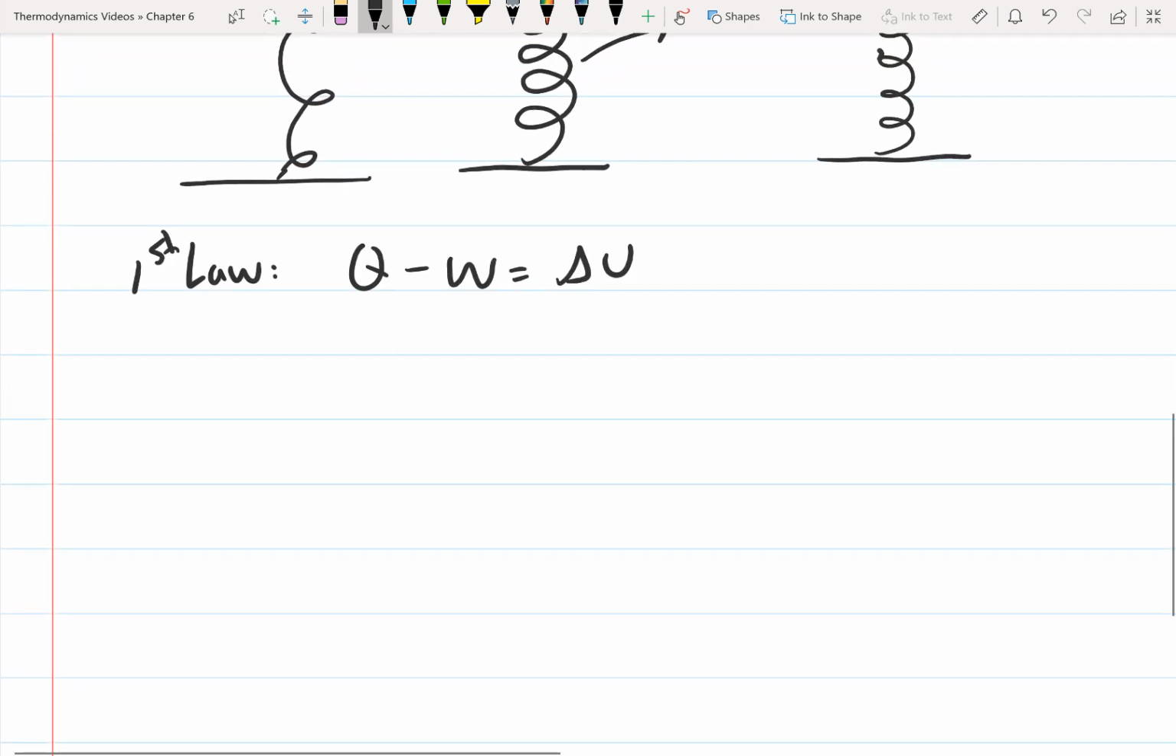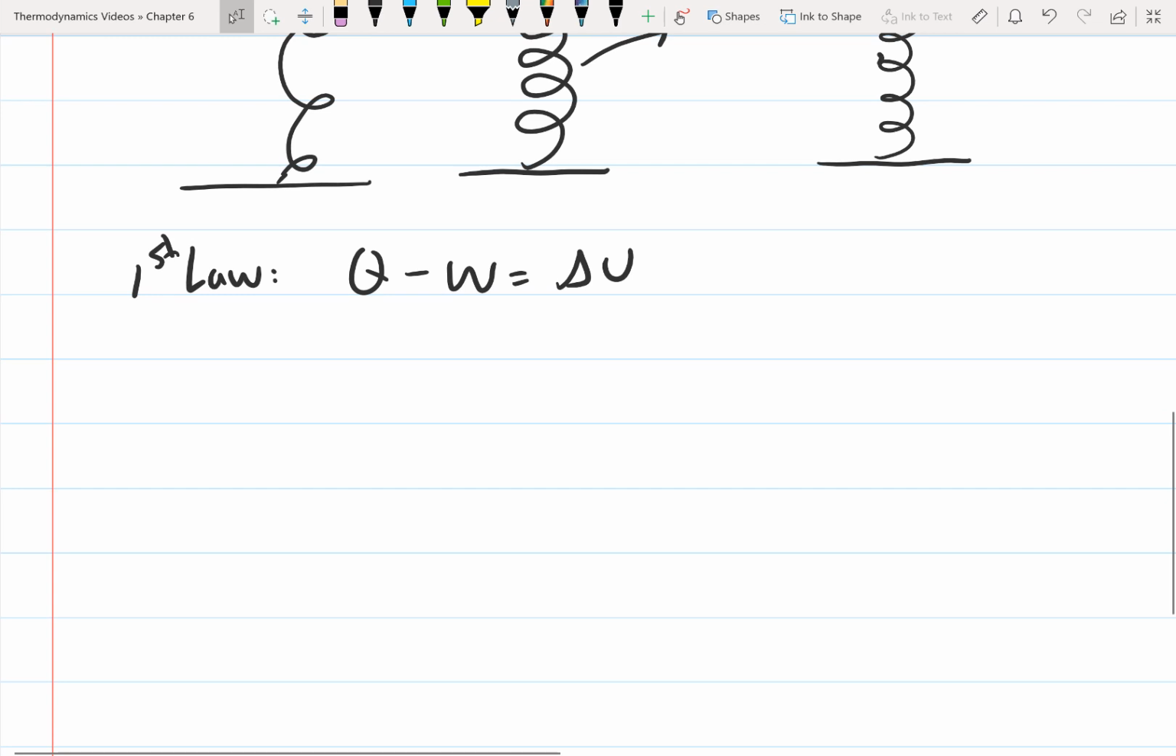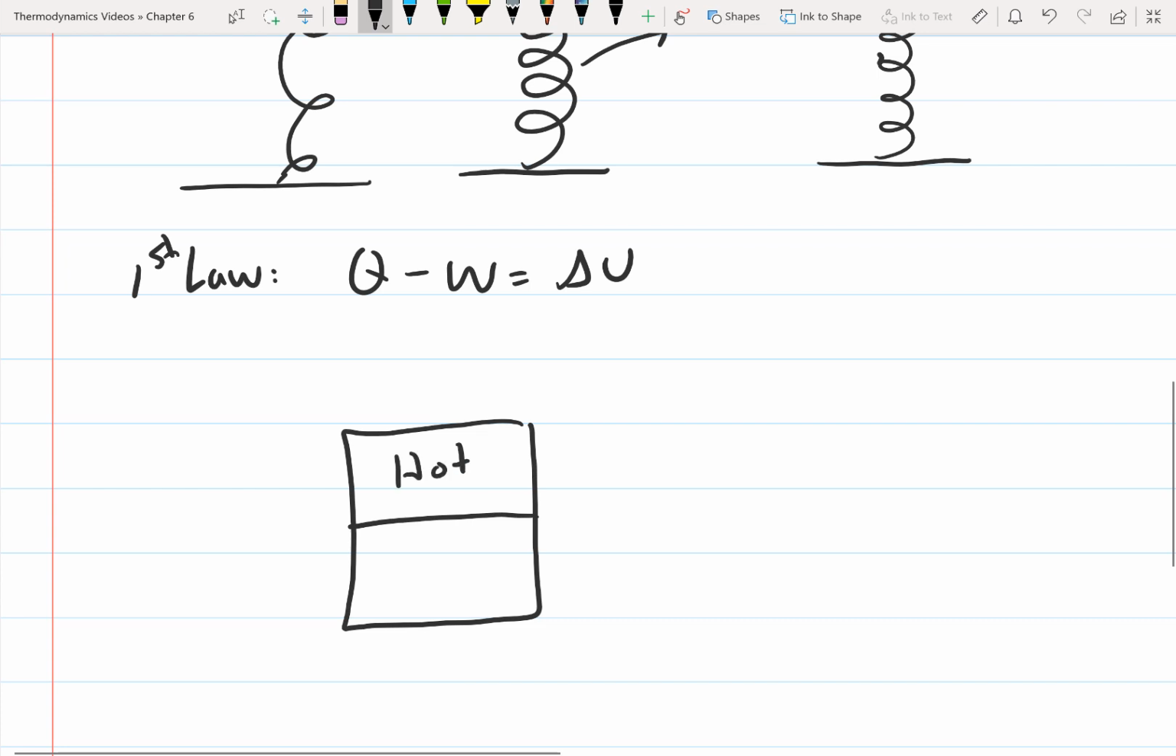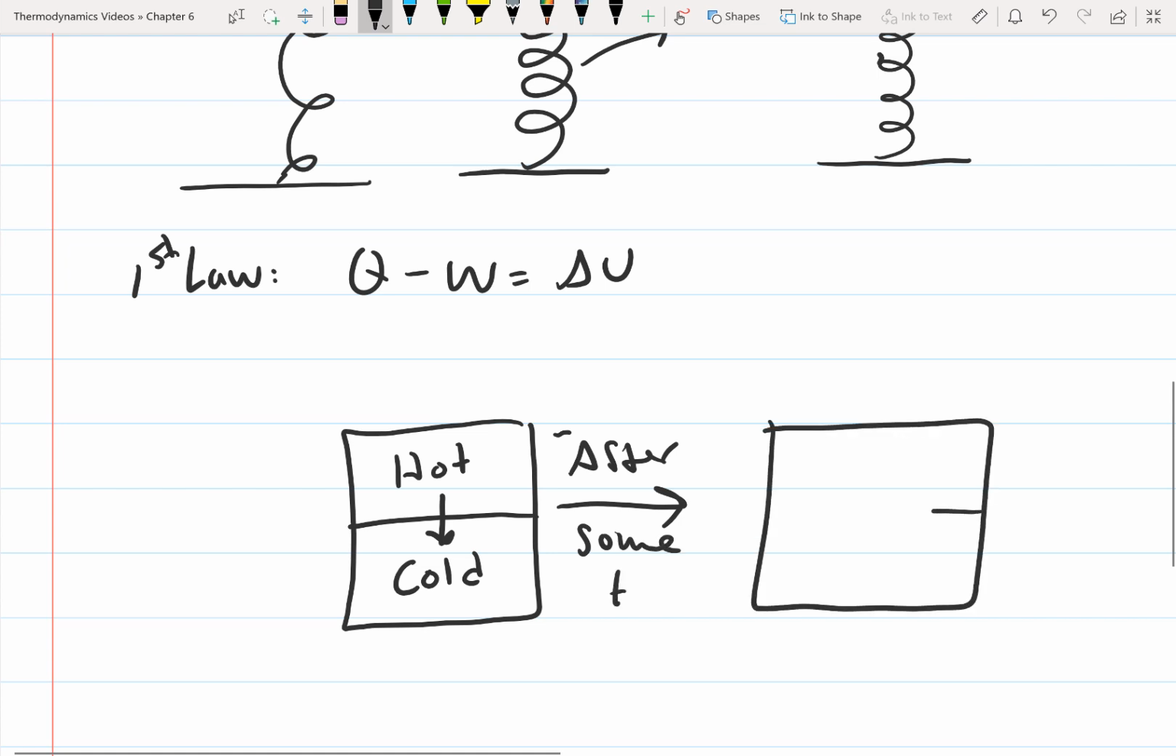And let's look at one last example. We all know that heat transfer occurs from hot to cold. So let's say we have two containers next to each other. One of them's hot, one of them's cold. We know that heat is going to transfer from the hot side to the cold side, and that this heat transfer is going to occur until these are the same temperature. So after some time, these are both the same temperature.